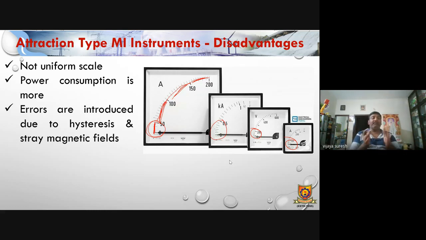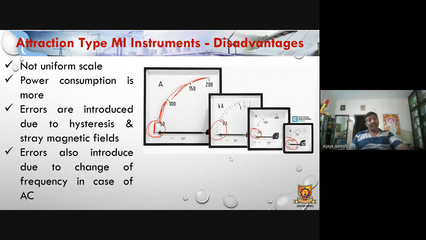So nearby, if any other magnetic fields are there, we can have stray magnetic fields. Because of these stray magnetic fields, errors are going to be introduced. And errors are also introduced due to the change of frequency in case of AC supply.